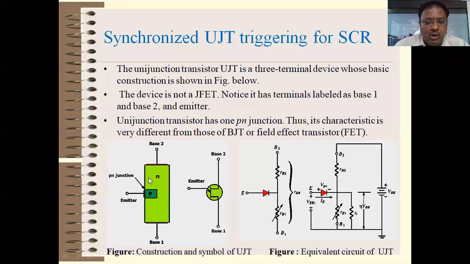It has also one junction, but the difference is in JFET, the N channel is heavily doped and a lightly doped P-type semiconductor is sandwiched. But in UJT, the doping level in P and N both is same, right? So the equivalent circuit itself shows that it looks like a diode, because the doping level is same, and normally in diode the doping level is same or uniform, you can say. So it is equivalent to the diode.